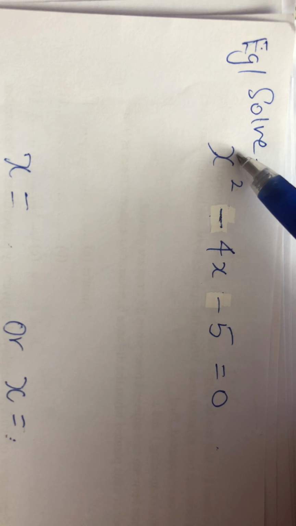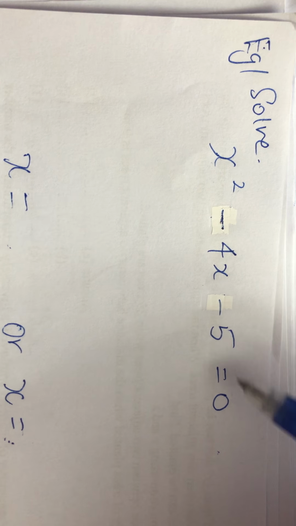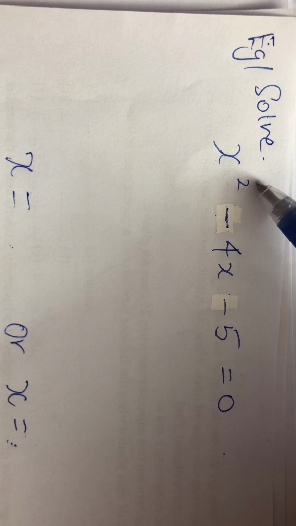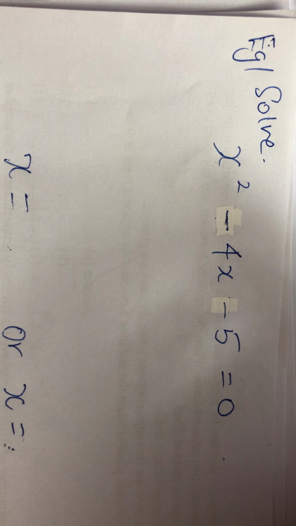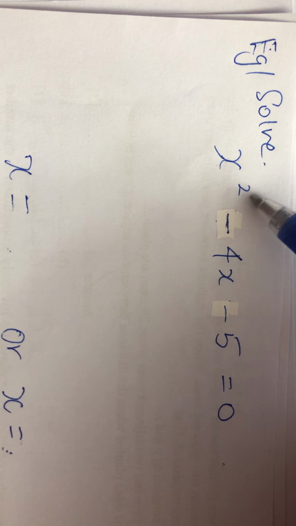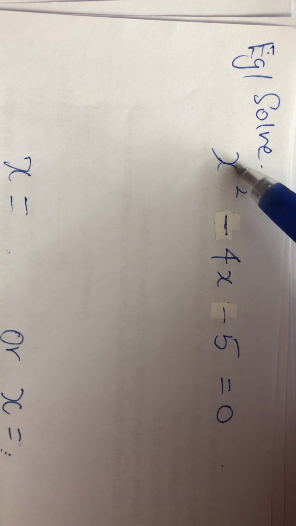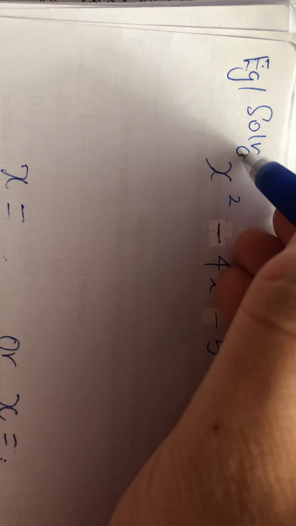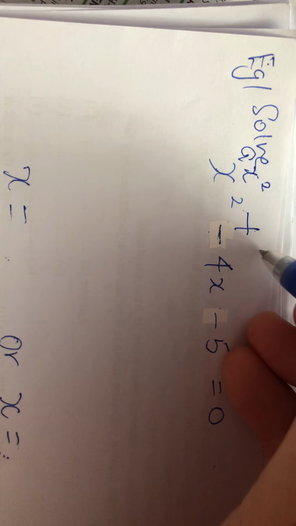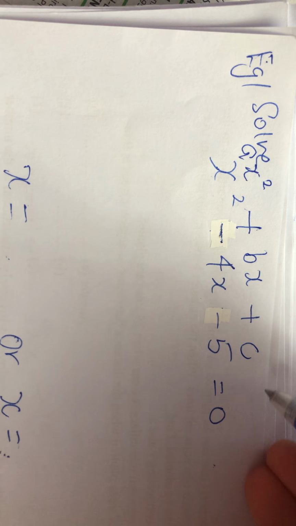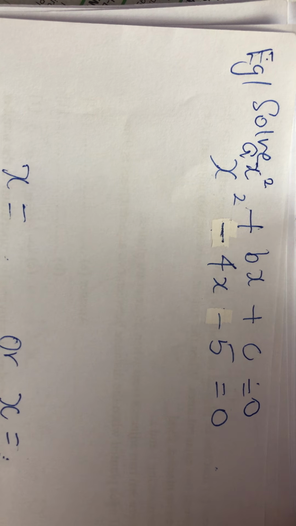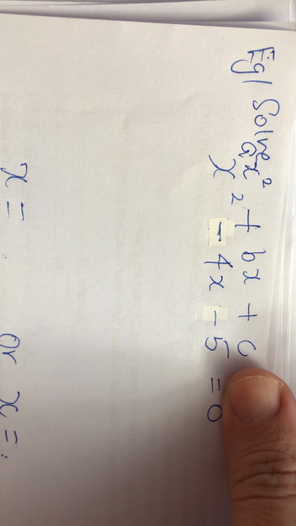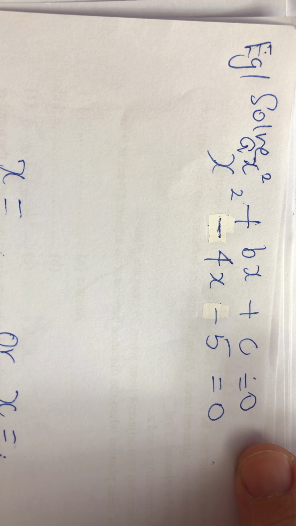Now for an equation such as this, this is an equation because there's an equal sign here. For an equation such as this, it is known as a quadratic equation. Why is it called quadratic? Because the highest power of x is 2. So that's why we call it a quadratic equation. And all quadratic equations can be written in the form ax squared plus bx plus c equals 0. Okay? If there's no equals 0, then it's just a quadratic expression. With the 0, it is called an equation.